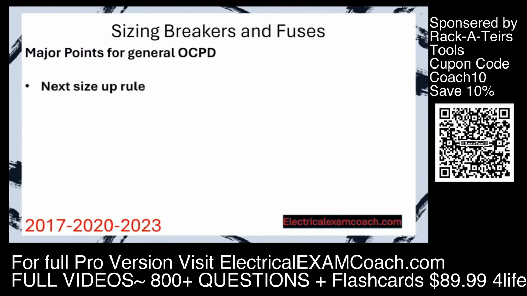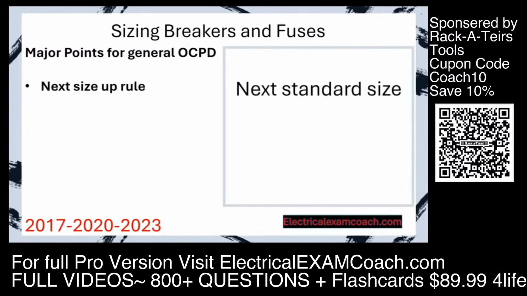The first one is the next size up rule. And that's the next standard size on that table that we just learned about. Let's imagine that we have a 59 amp known load. And for the rest of the program, I'm going to call it known load. And there's a reason that you'll learn about here in a minute.